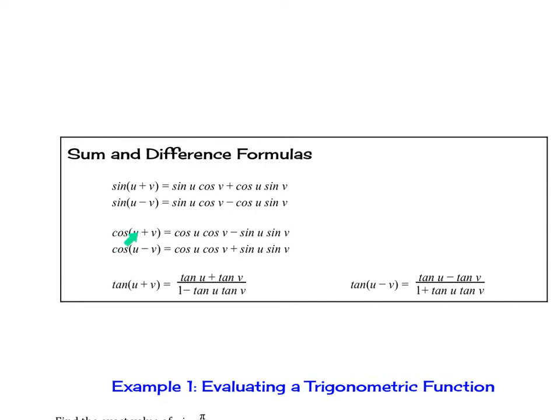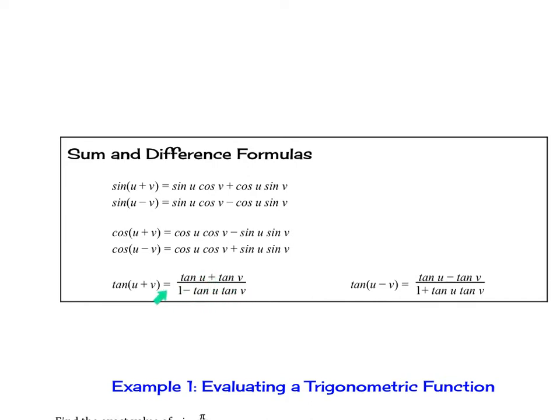For cosine, you have cosine of u plus v. It's cosine u cosine v, so the cosines are grouped together, but you have a negative sign, and then a sine grouped together. Then for cosine u minus v, it's cosine u cosine v, but the sign is positive, sine u sine v. Tangent of u plus v, it's tangent of u plus tangent of v, and at the bottom it's 1 minus tan u tangent of v.